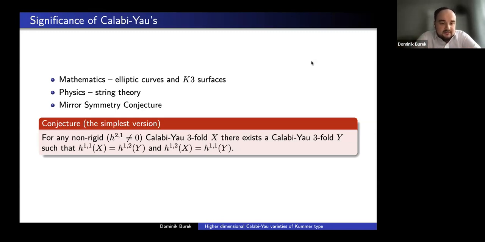And probably one of the most important mathematical problems originated from theoretical physics is the mirror symmetry conjecture. In the simplest form, it basically says that for any non-rigid Calabi-Yau threefold X, I mean H12 is not zero, there should exist his twin, his mirror, another Calabi-Yau threefold Y, for which their Hodge diamonds are rotated by 90 degrees. So H11 of the first guy is the H12 of the second one, and H12 of the first guy is H11 of the second one.